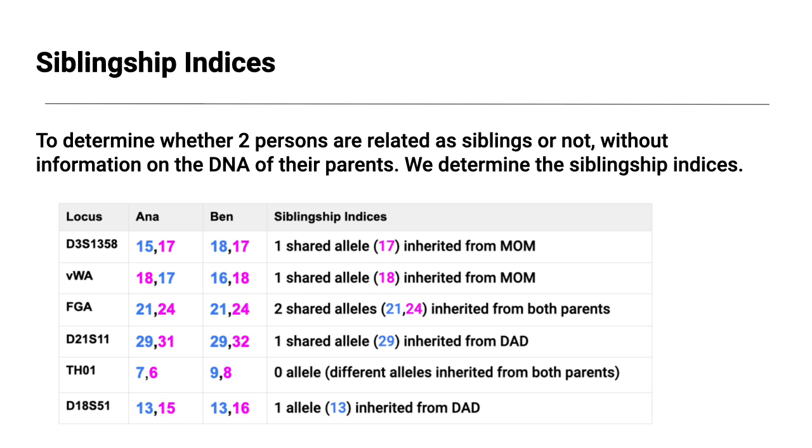Siblingship indices. When parents are unavailable, we compute a siblingship index at each genetic locus. We first observe how many alleles the two individuals share at that locus. Then we incorporate population allele frequencies to determine how common those alleles are. Rare shared alleles provide stronger evidence of relatedness than very common ones.